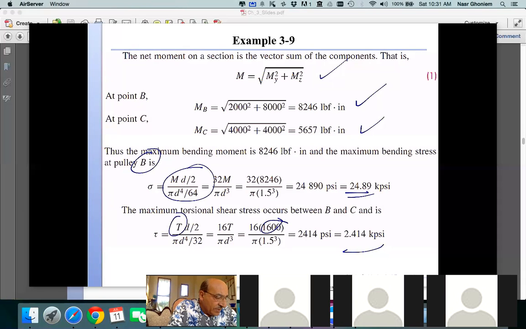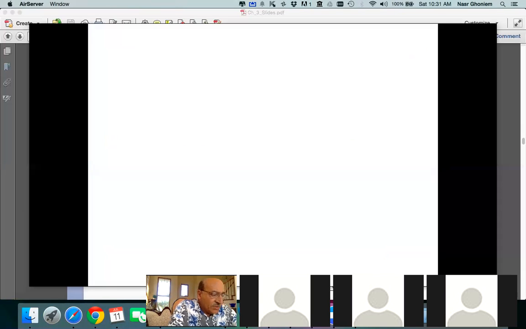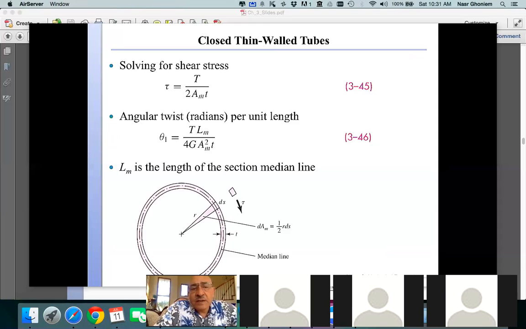Then one more idea here before I look at questions is on torsion. We have a couple of problems on torsion in the homework assignment. So in torsion, we have two formulas. We have a formula for finding the shear stress. This is from what's called Bredt's formula, the shear stress in the thin wall.